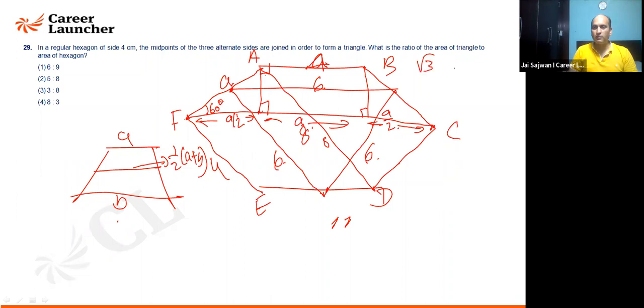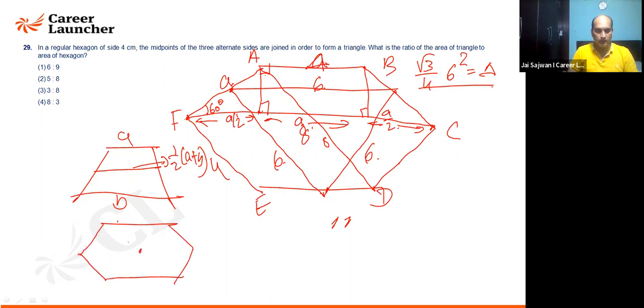The area of that is root 3 by 4, 6 square. I'm talking about the area of the triangle. What is the area of the hexagon? Why worry? Can I connect all of these vertices to the center? So I'll say each angle will be 60 degrees. When two sides are equal, these angles will also come out to be 60 degrees. So they are equilateral triangles. How many equilateral triangles are there? There are 6 equilateral triangles. The area of every equilateral triangle is root 3 by 4 A square, that is 4 square. I believe it is clear.